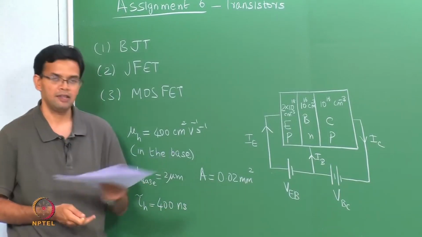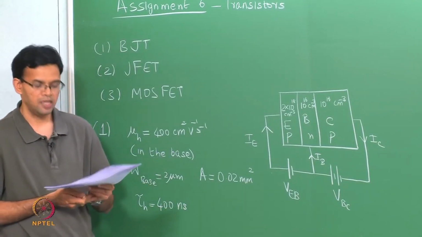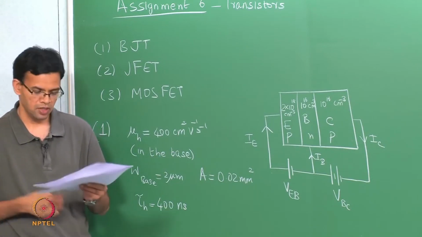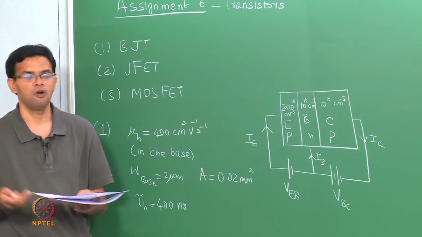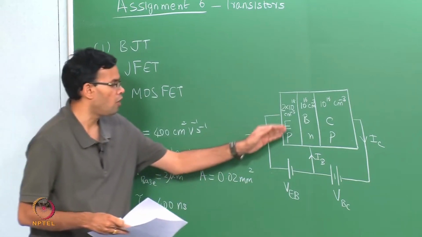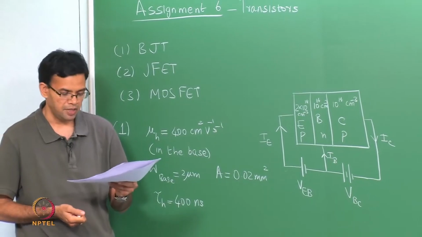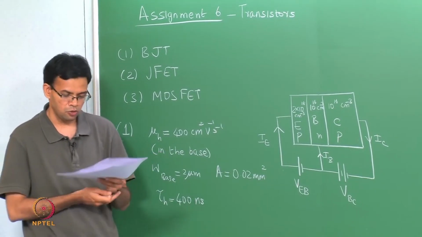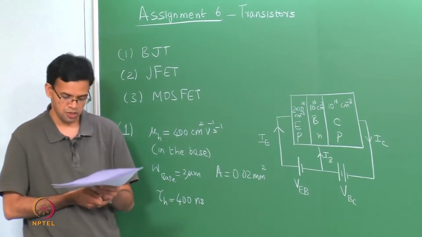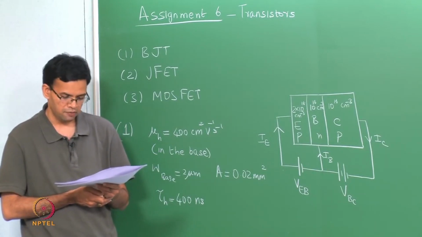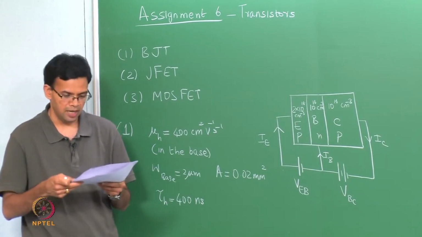We want to calculate the common base mode transfer ratio alpha, which means the amount of current that goes from the emitter to the collector, and also the current gain beta. We also want to know what the emitter base voltage is if the emitter current is 1 milliampere.